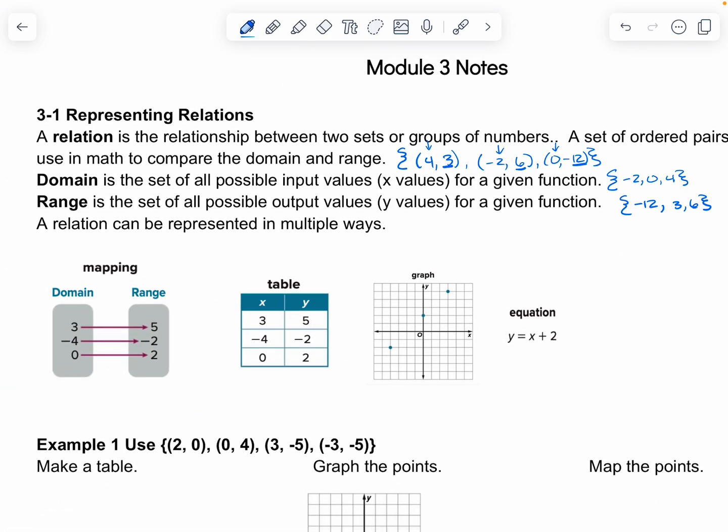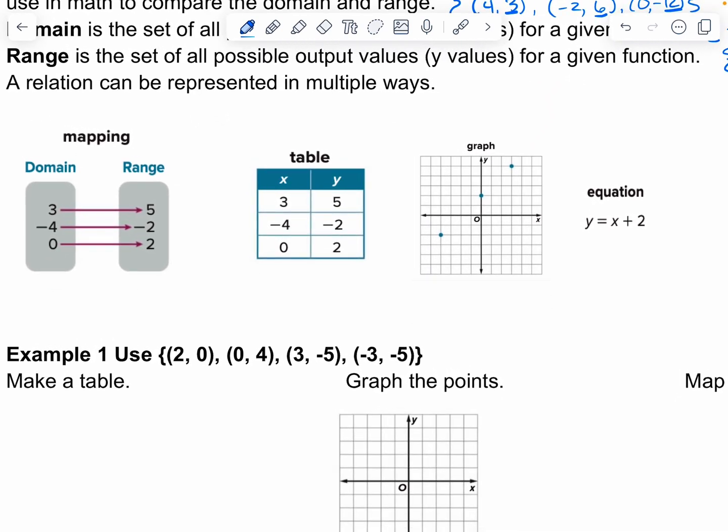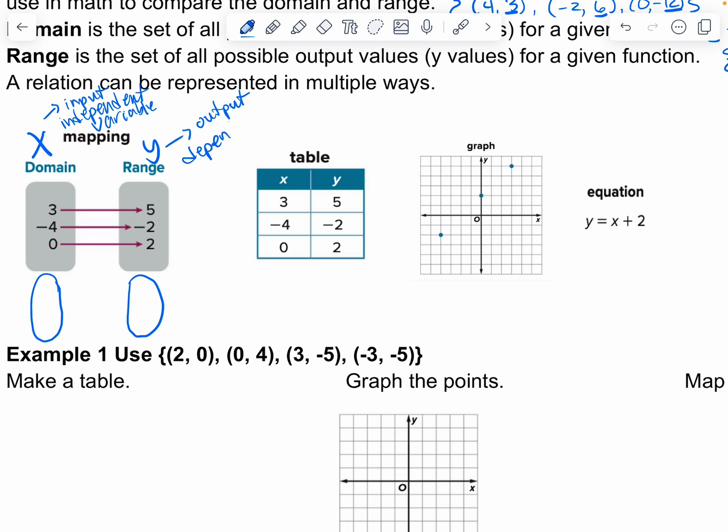Okay. Then a relation can be represented in multiple ways. So you can have mapping, which is this very first one. And a lot of times you'll see it with 2 circles instead of 2 gray boxes, but it doesn't matter. The domain are the x values, the range the y values. Okay, sometimes you may hear this also be the input or the independent variable, and we'll talk about that later. And this being the output or the dependent, because it depends on the domain variable. Okay? We have a table, we have a graph, and we have an equation.